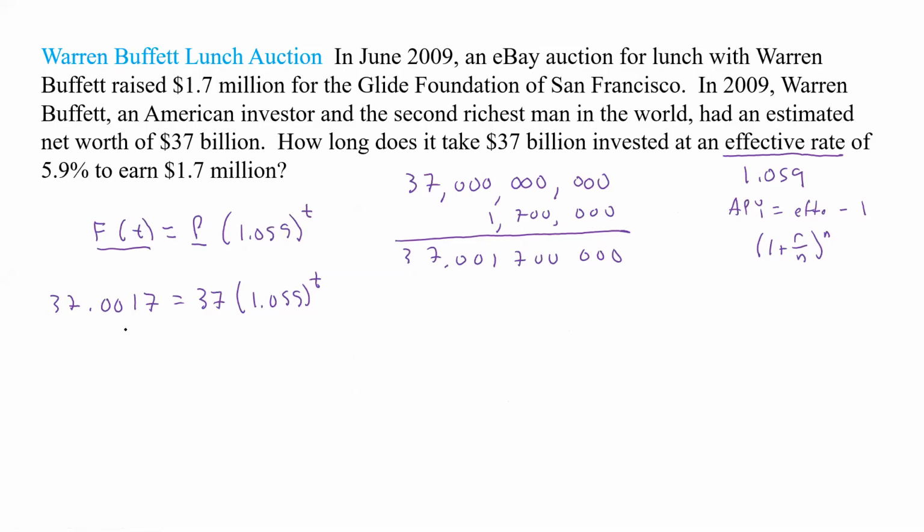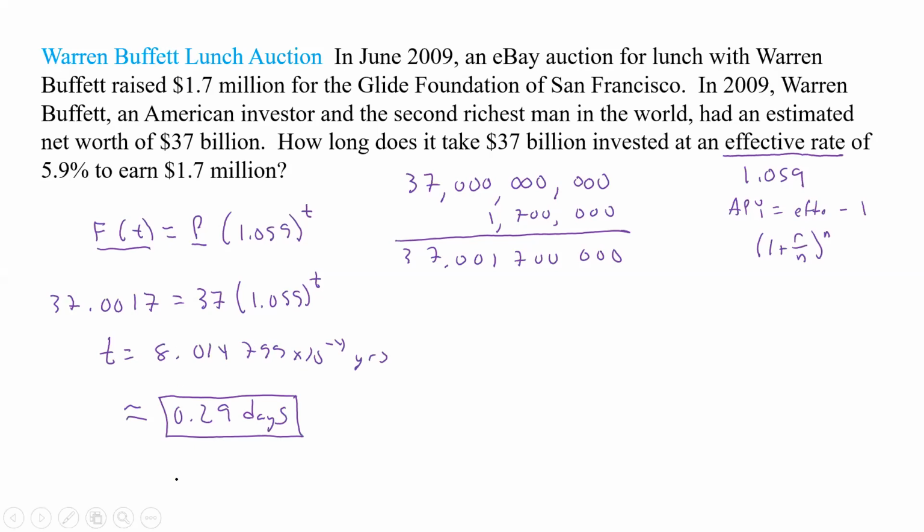And so here we said that was equal to the 8.014799 times 10 to the minus 4, and that's years, or that's approximately 0.29 days. Okay, so a little over a quarter of a day, and he makes that $1.7 million. Okay, and so that's what we would do there.